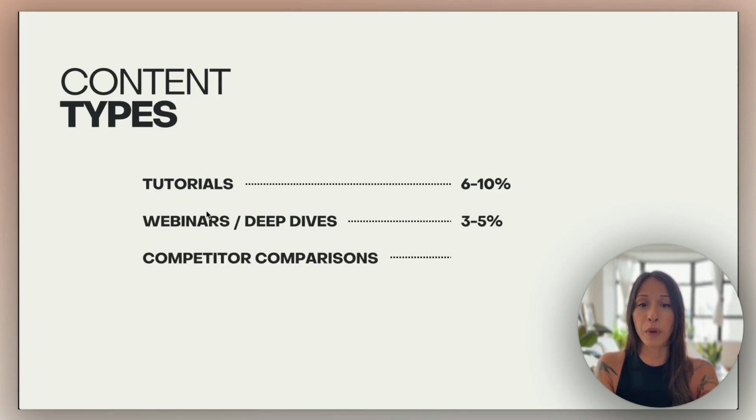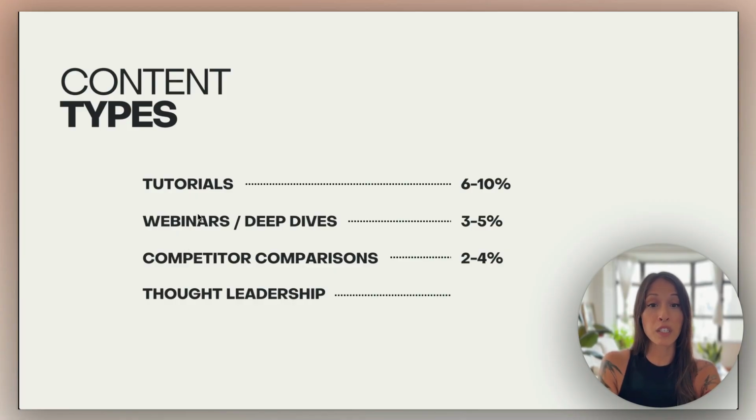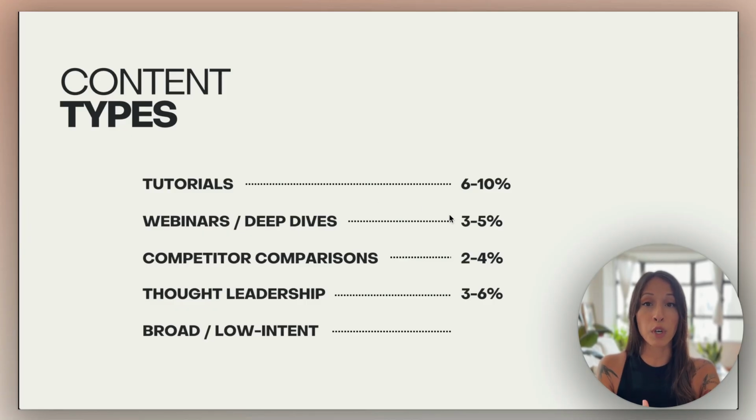Next would be our competitor comparisons, something like HubSpot versus Close CRM, for example. CTRs ranging anywhere from 2 to 4% are considered good. For thought leadership content, something like what is the future of SaaS in 2025? You can expect a click-through rate of anywhere from 3 to 6%. And then finally, something that's going to be much broader or lower intent, like what is CRM, for example, or maybe a company update video. These can have a click-through rate of anywhere from 3 to 5%.